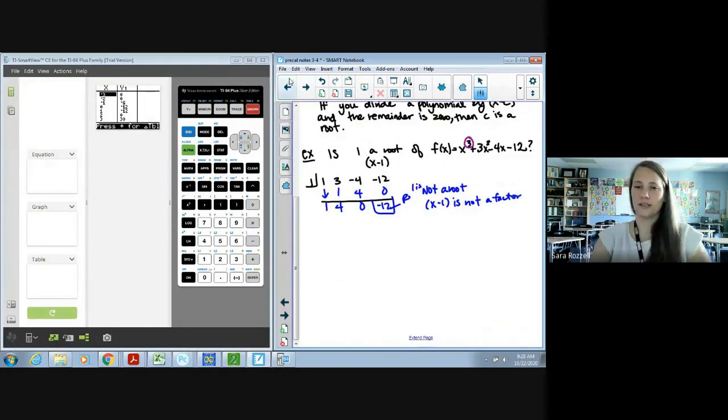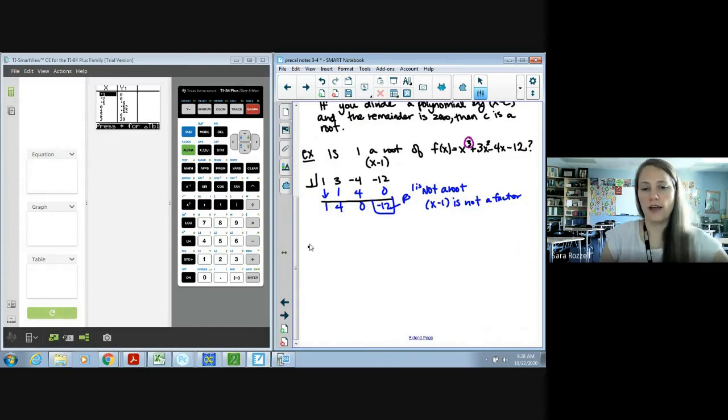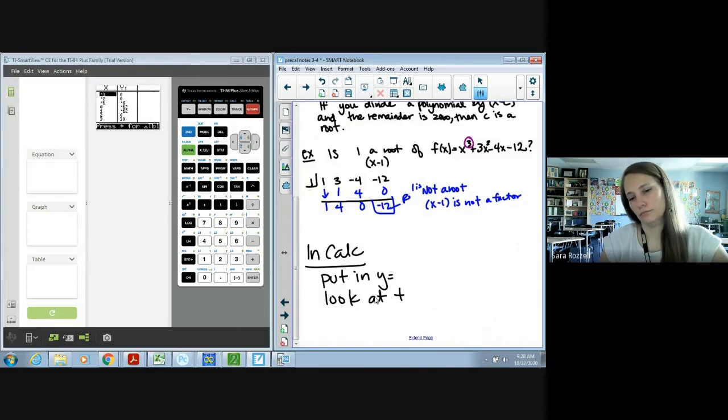So that's what we did in the calculator. We can write these steps down so you can have them. In your calculator, you're going to put the equation in y equals. Then you're going to look at the table. And you're going to see when y equals 0.